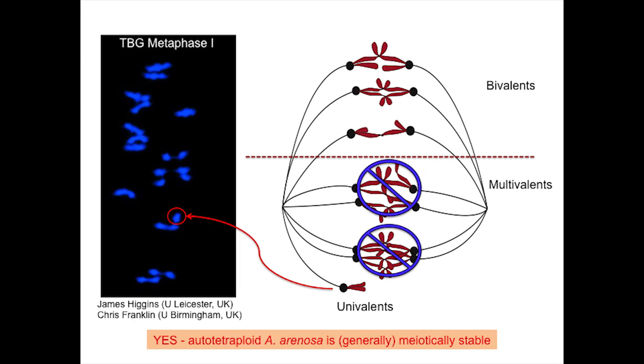So we conclude from that yes, in general, autotetraploid arenosa is generally meiotically stable. This is also coupled with very high fertility, so they have really good pollen stainability, for example, about 97%.